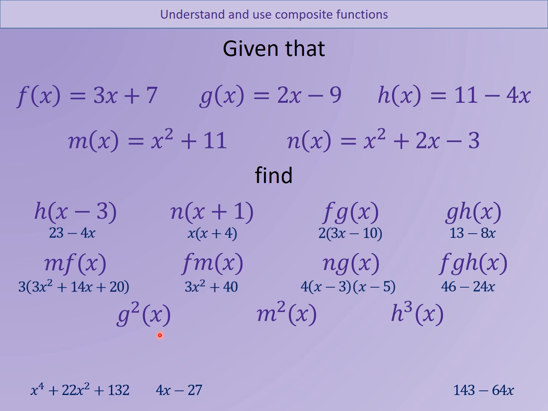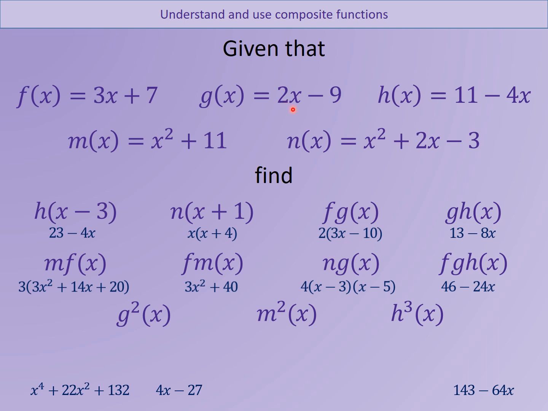Okay. Right, so I've just talked briefly about this. g squared means g of g of x. What does that mean then? It means take your g function, 2x minus 9, and then once you're happy with 2x minus 9, you substitute it back in to the function.